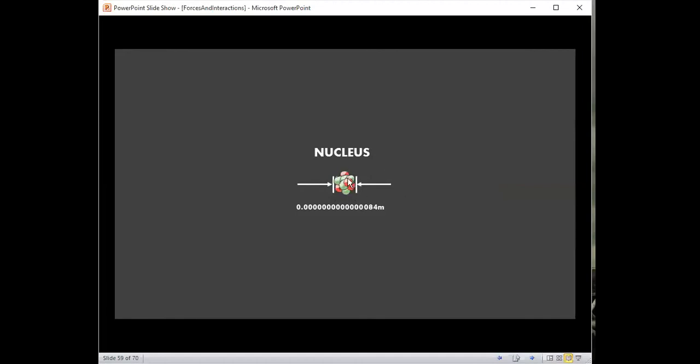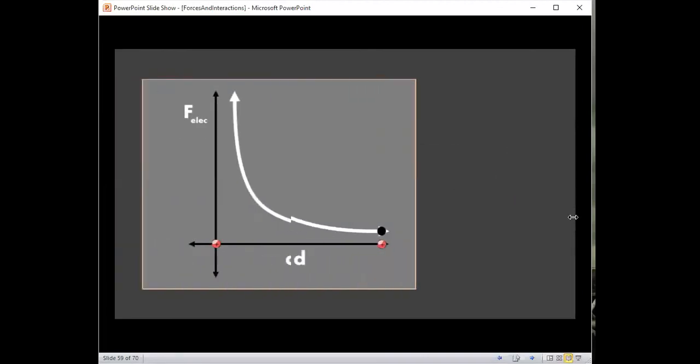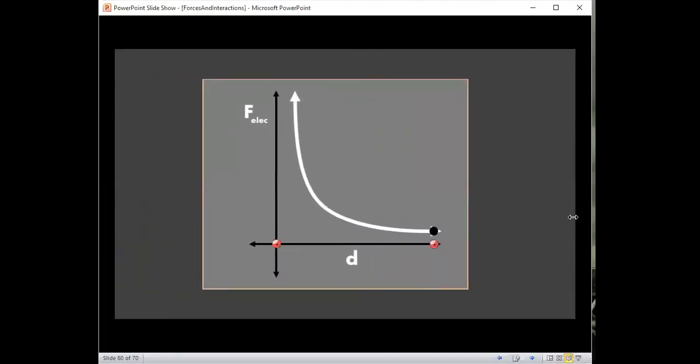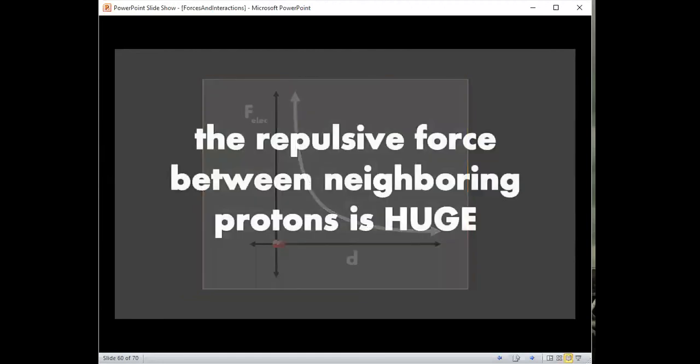So remember, inside this nucleus are protons, and protons are positively charged and they repel each other. So when we look at something with particles that are so close together that repel each other, we need to be thinking, what is the force acting on these particles? And this is the graph that represents the force acting on the particles separated by a distance d. As we move these particles together, the force gets huge. And when I mean huge, I mean huge. The repulsive force between neighboring protons is huge. It is a force on the macroscopic level.